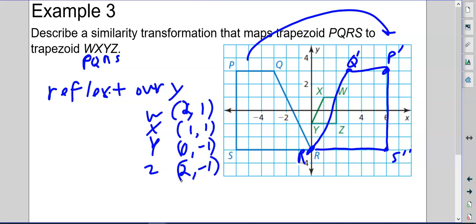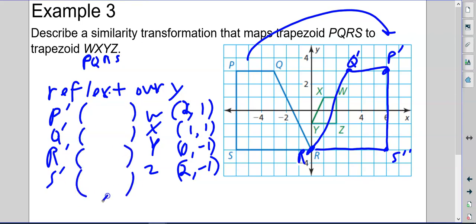Now, where are we right now with P prime, Q prime, R prime, S prime? Let's see if that helps us, because obviously we want to shrink it, but we've got to figure out the factor. So P prime is at 6, 3. Q prime is at 3, 3. R prime is at 0, negative 3. And S prime is at 6, negative 3.